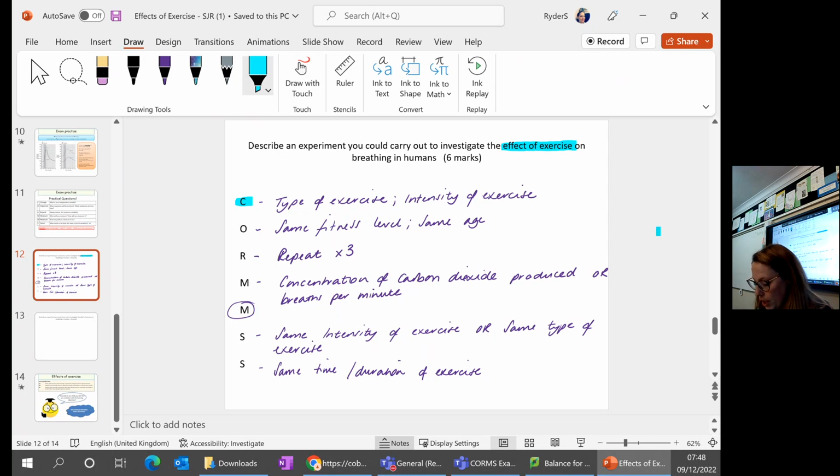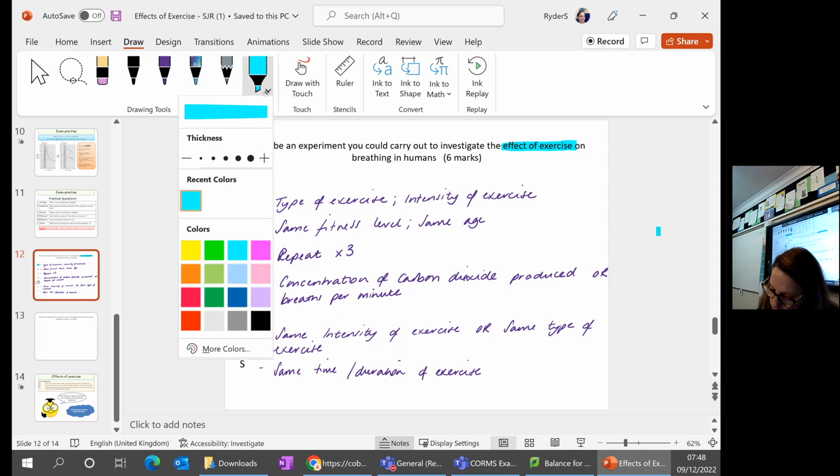So what I've put here is that we could possibly change the type of exercise, or we could change the intensity of exercise. Even if you are at a loss for anything, you could say one person exercises and one person doesn't. As long as you have something to compare it to written somewhere in your answer, then that will be acceptable.